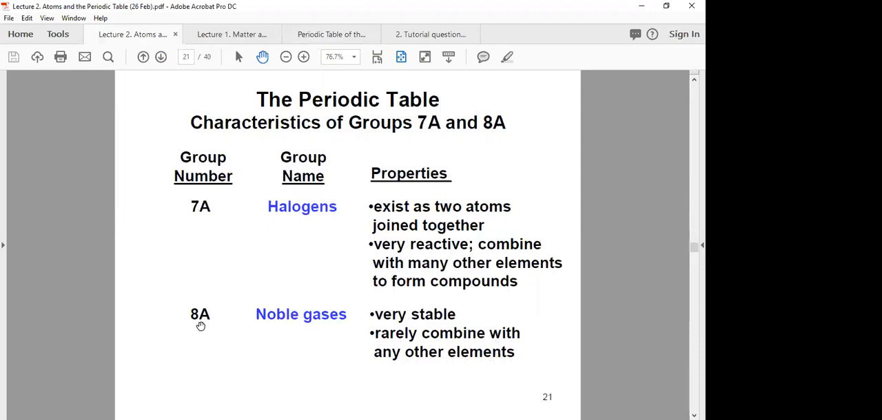All right, and finally, the very last group on the periodic table, group 8A, these are the noble gases. We very rarely talk about the noble gases because they tend to be so unreactive. They're very, very stable. They never combine with any other elements. Sorry, I should say rarely. They don't in nature, but they have been forced to react under very extreme conditions in the lab. So they're the noble gases.